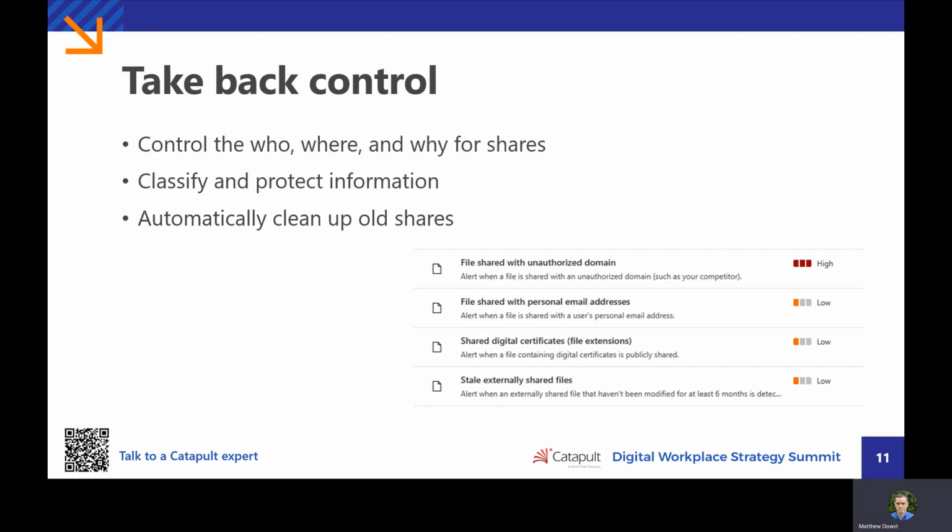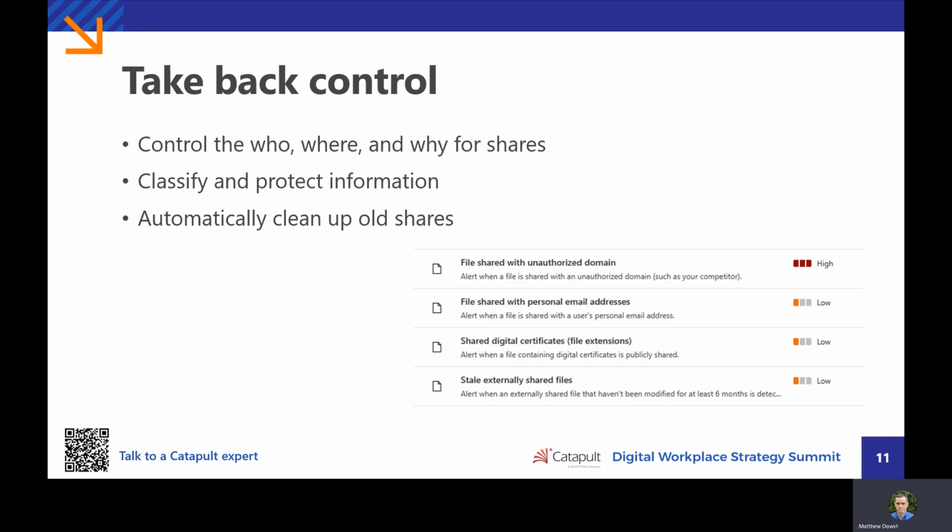That way, you know if something sensitive is being shared right then and there on the spot, right? And then automatically clean up old shares. You can see in the screenshot here that stale external share files is one of the built-in sharing policies in the cloud app security. So there is no reason you shouldn't turn it on. And monitor, monitor, monitor.